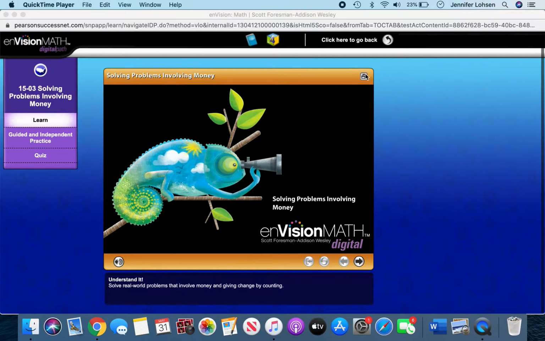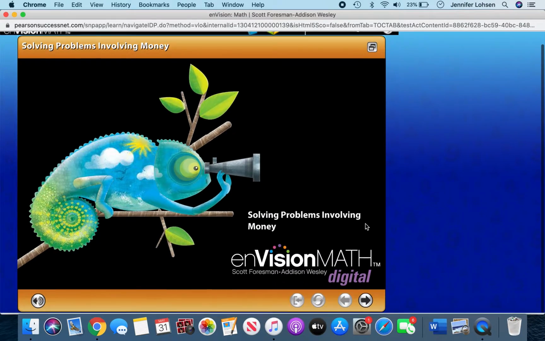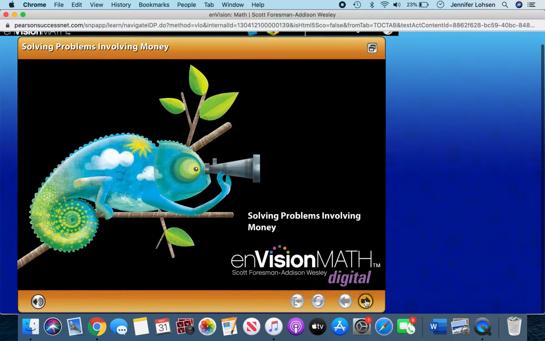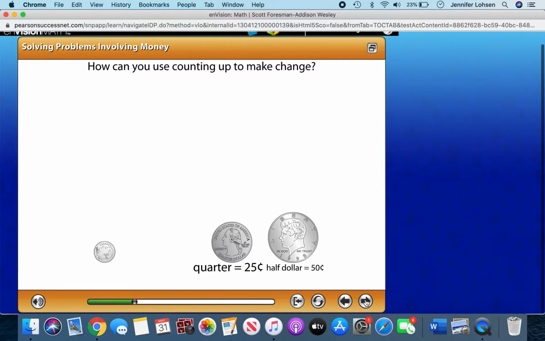So, solving problems involving money, basically making change. How can you use counting up to make change? Just a quick reminder here: we all know a penny is the one with Abe Lincoln on it. It's copper. It's 1 cent. Then we have the nickel. It's the medium-sized silver coin that we have. The dime is worth 10 cents, even though it's the smallest. It's smaller than a nickel, but it's worth more, 10 cents. Your quarter, 4 quarters make $1.